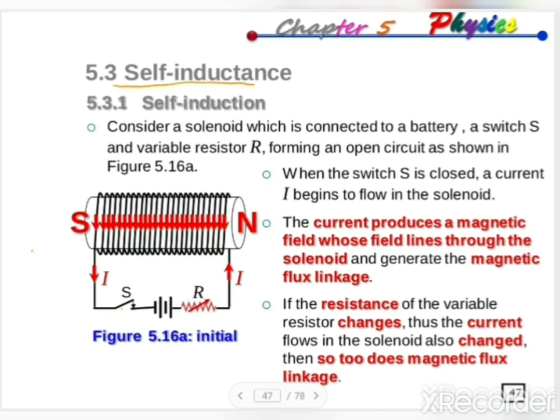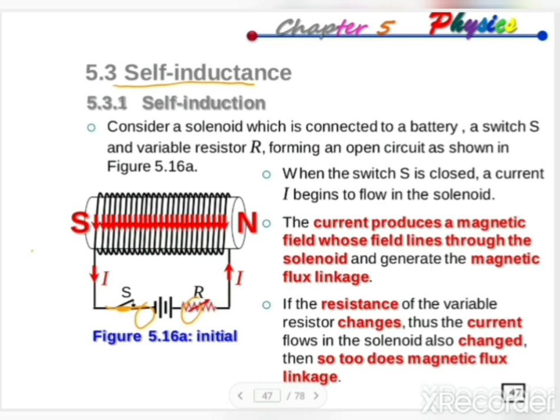Self-inductance. Consider we have a solenoid which is connected to a battery, switch S, and a variable resistor R. When the switch S is closed, a current I begins to flow in the solenoid. The current produces a magnetic field whose field lines go through the solenoid and generate the magnetic flux linkage.